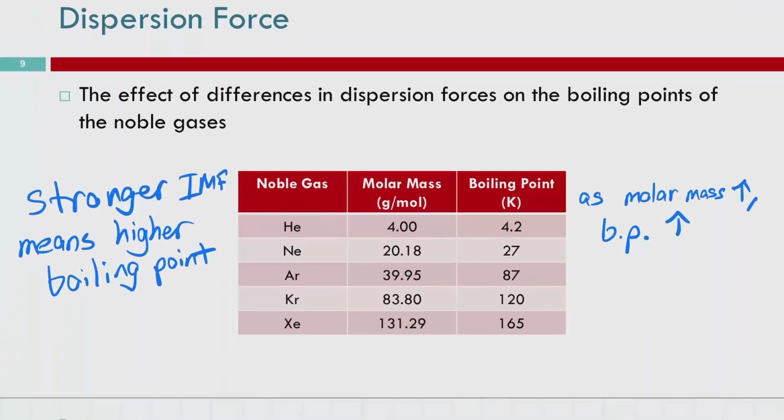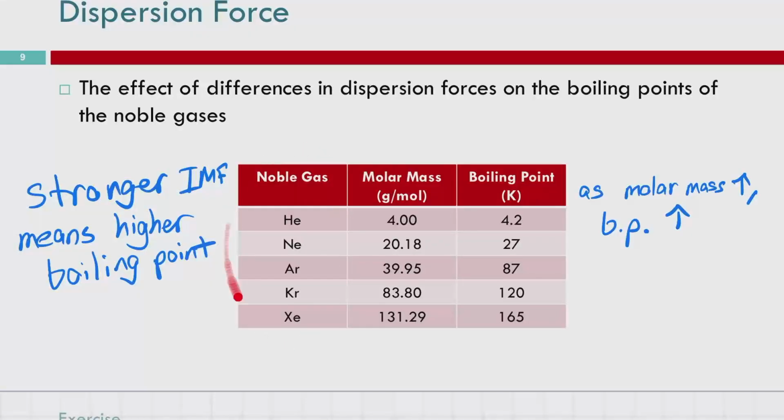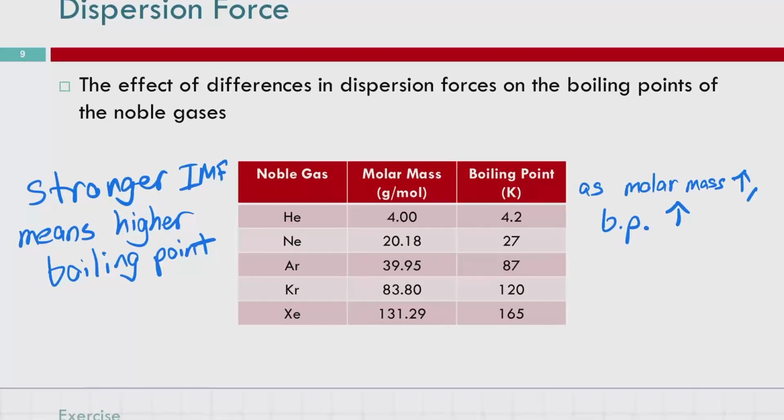So one of the examples that we looked at was our noble gases. Our noble gases are a family or a group. And so as we move down the periodic table, the molar mass also increases. And so the boiling point increases. Boiling point, melting point are both related to the strength of the intermolecular forces. So seeing a higher boiling point with something like xenon means that it's got stronger intermolecular forces than helium or neon, for example.